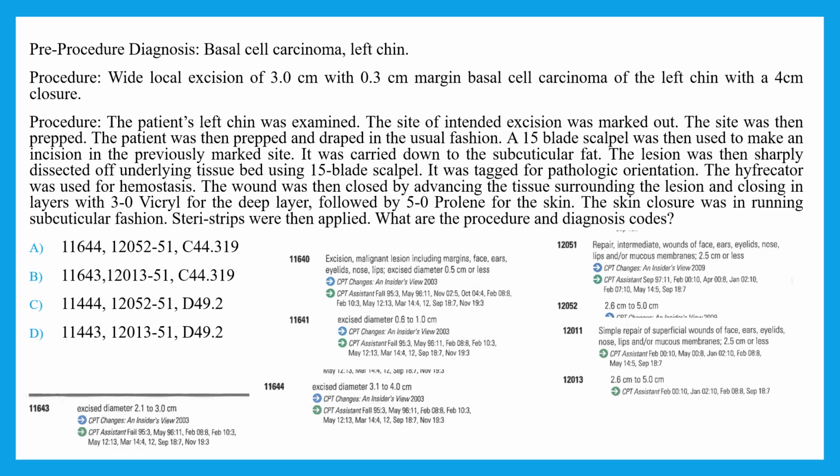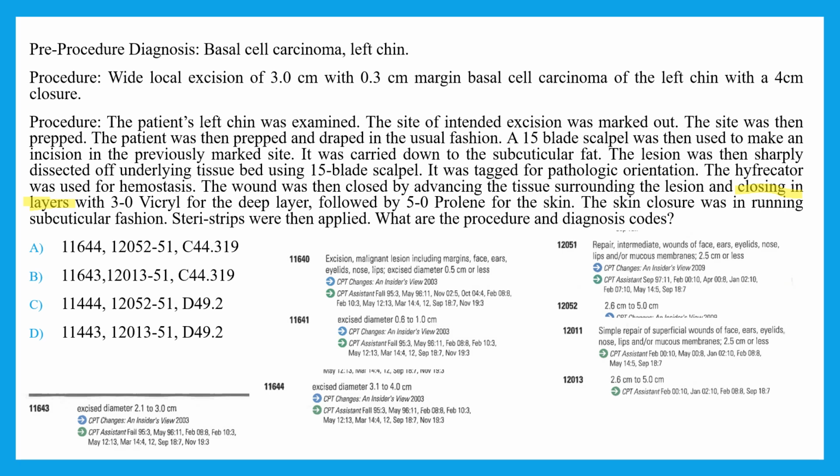The patient's left chin was examined. Read everything, and let me highlight what to note. A 15 blade scalpel was used to make the incision at the previously marked site. The lesion was then sharply dissected off. After hemostasis was achieved, the wound was then closed. See, it says closing in layers, so it is a layered closure. A layered closure means intermediate repair.